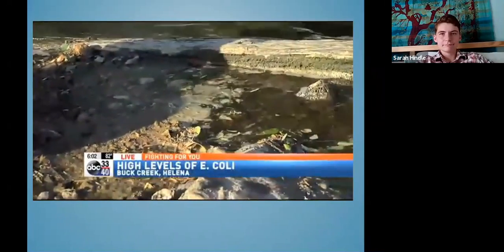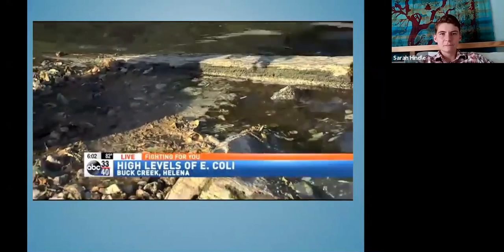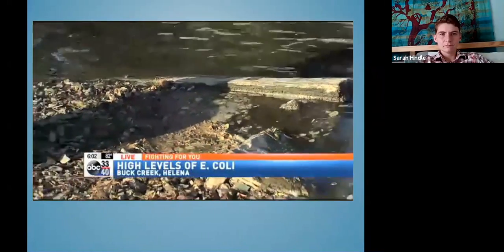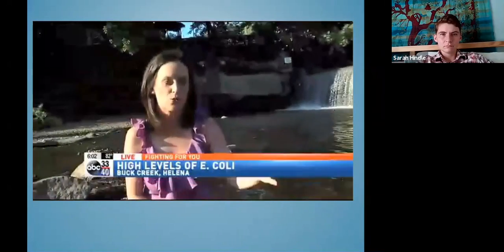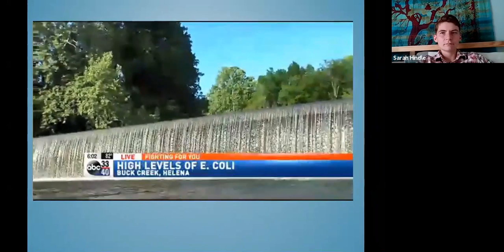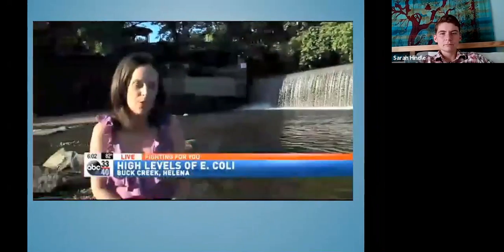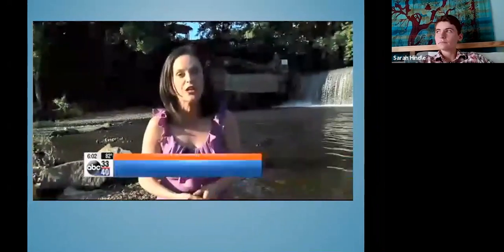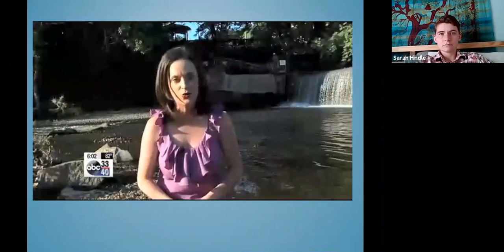Now this is a look at the substance that we sent a picture of to the Cahaba Riverkeeper. In less than a month, the Riverkeeper will resume testing of this water. The focus, though, will be over this dam upstream to help identify the source of the E. coli. The Riverkeeper will post the results to his Facebook page every Friday. Fighting for you in Helena, Honora Gathings, ABC 3340.